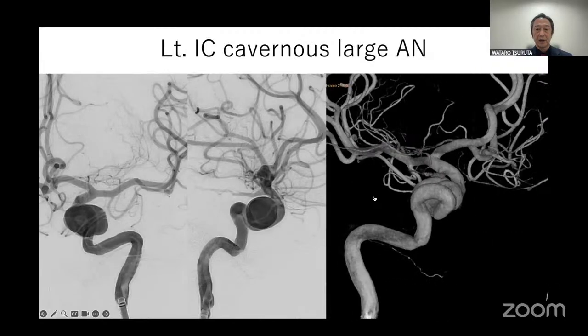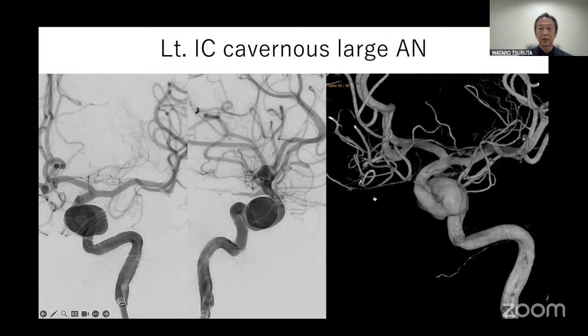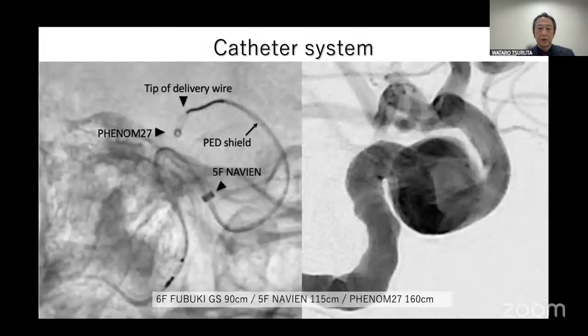And this is a left cavernous large aneurysm, a flow diverter case. And when we use a flow diverter, catheter support is very important. So usually we use a triple coaxial system: a 6 French guiding sheath, the lower part we cannot see, 6 French Fubuki, and here the 5 French Navien. Nowadays I use a 4.2 Phenom Plus as the microcatheter for delivery of the product. This is the triple coaxial system.